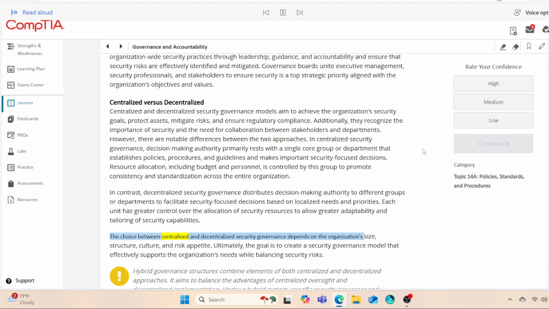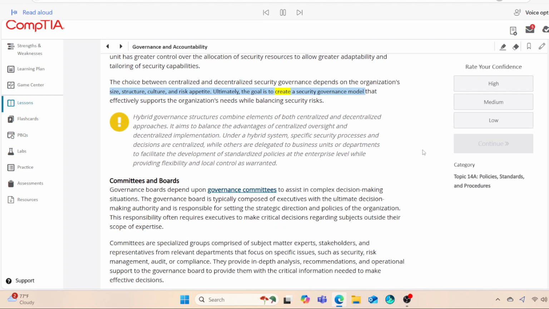The choice between centralized and decentralized security governance depends on the organization's size, structure, culture, and risk appetite. Ultimately, the goal is to create a security governance model that effectively supports the organization's needs while balancing security risks.